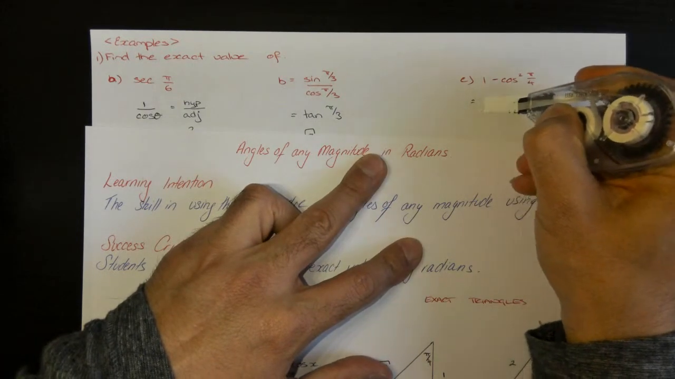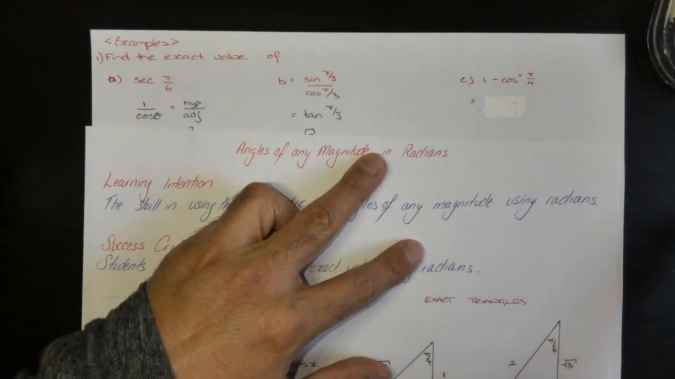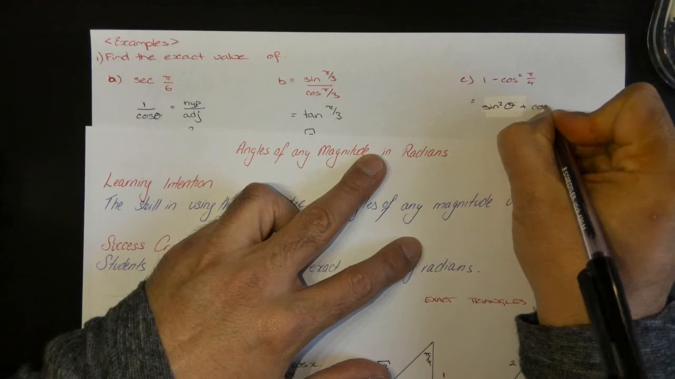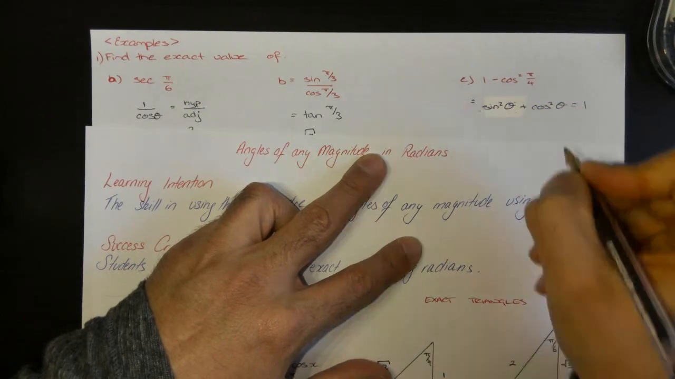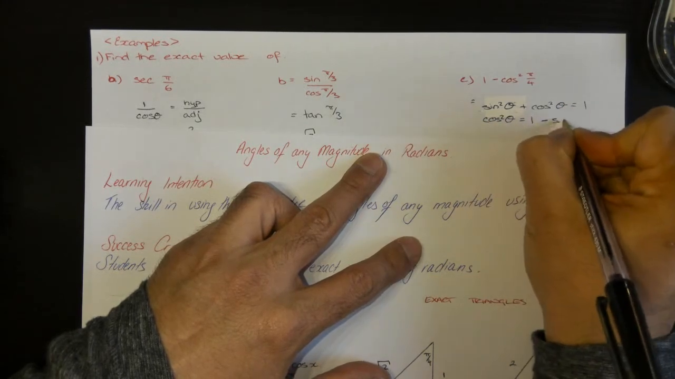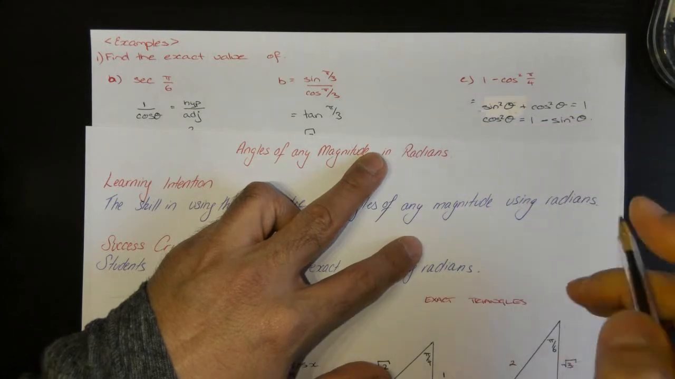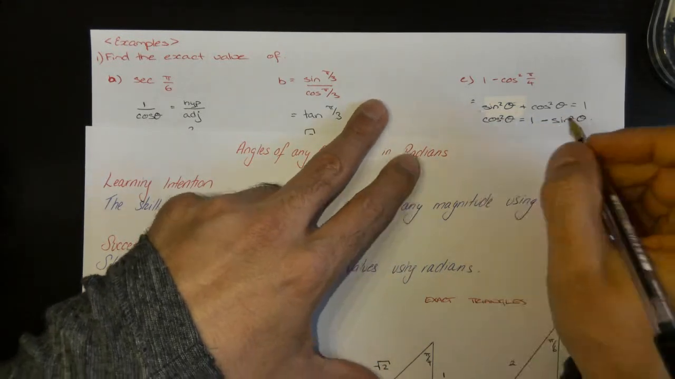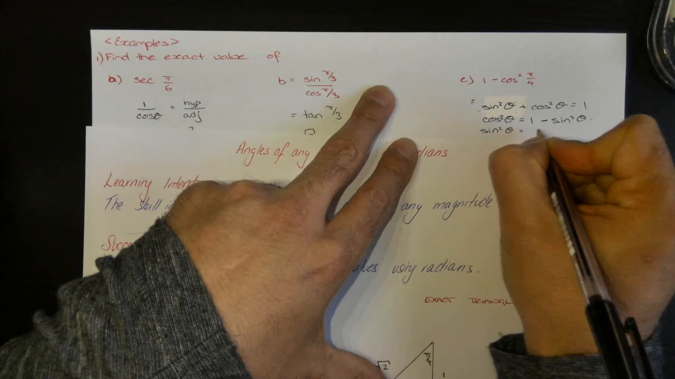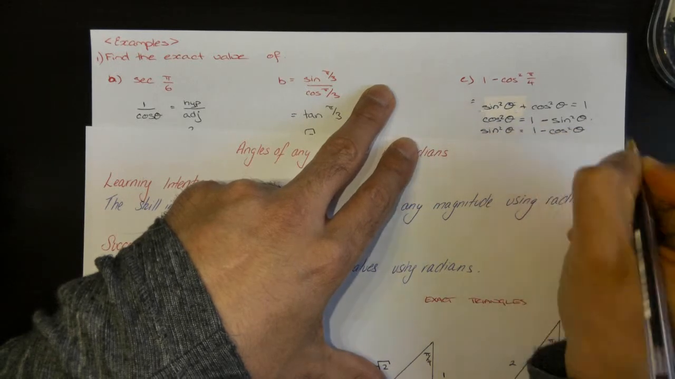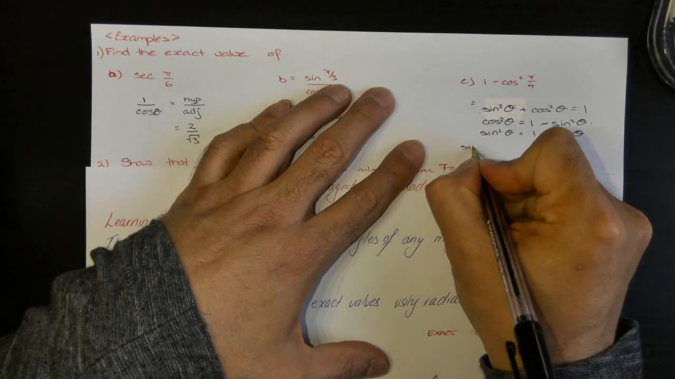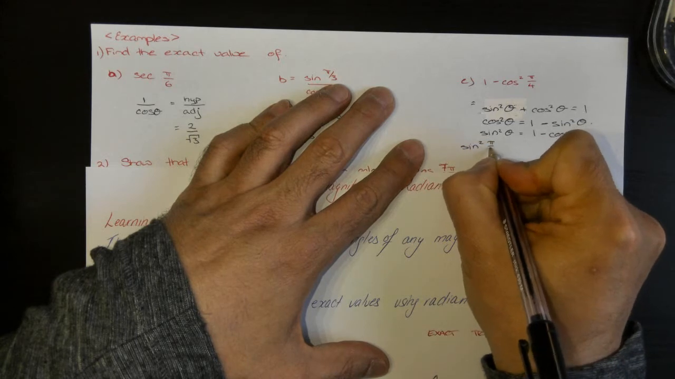So rather than doing that, I'm going to use the identity. I know that sine squared theta plus cos squared theta equals 1. If that was rearranged, you get cos squared theta equals 1 minus sine squared theta. Sorry, not that one. I'm going to have sine squared theta equals 1 minus cos squared theta. So this whole thing is just going to be sine squared of pi over 4.